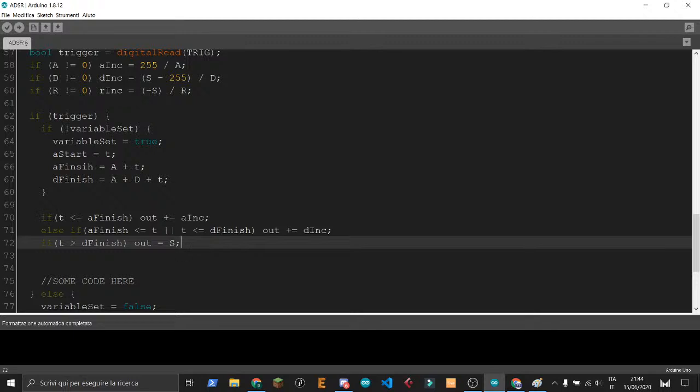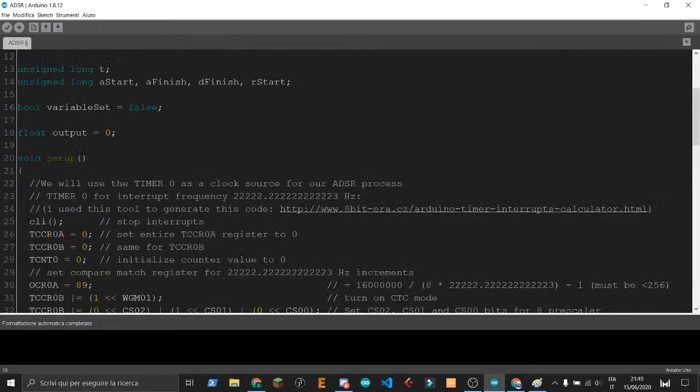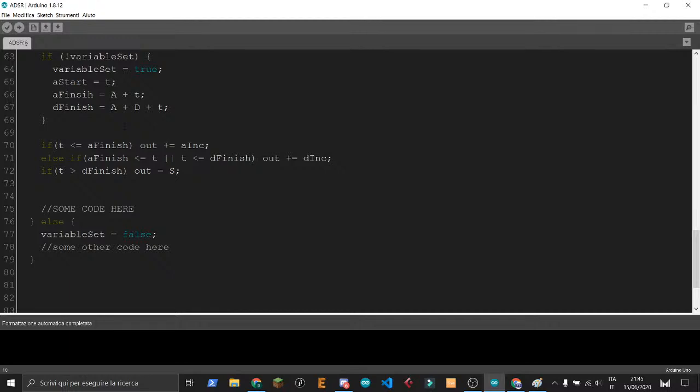If t is smaller than the time we expect the attack curve to finish, we should add the increment that we calculated here, the slope of the attack curve, to the output variable. I called it output. Let me do it like this: output, out is plus equal to the increment of the attack.